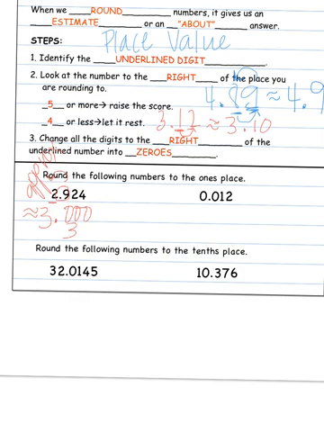All right, let's try this next one. If you think you got it, try it on your own. Otherwise, I'm going to keep going. Again, we're rounding to the nearest ones place. So we look at the value to the right of that.